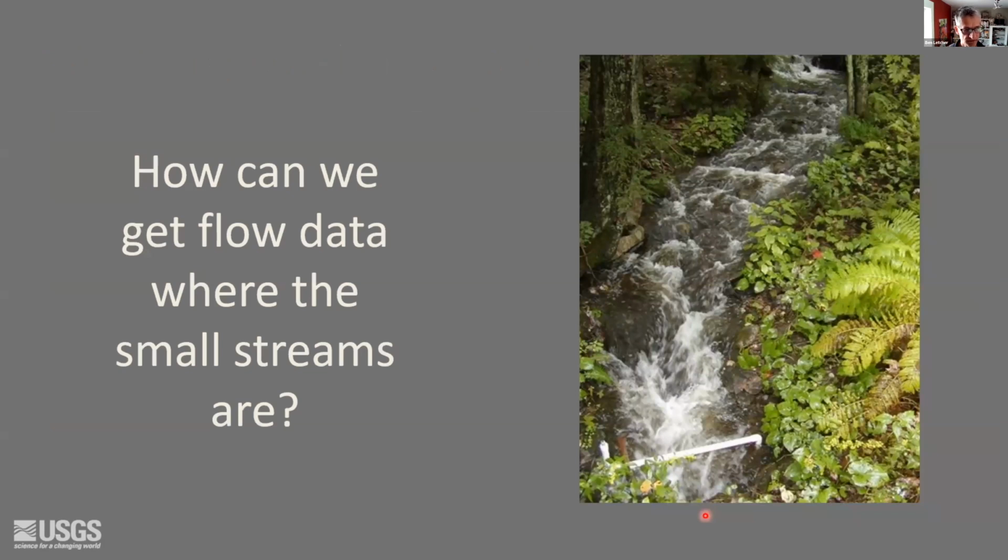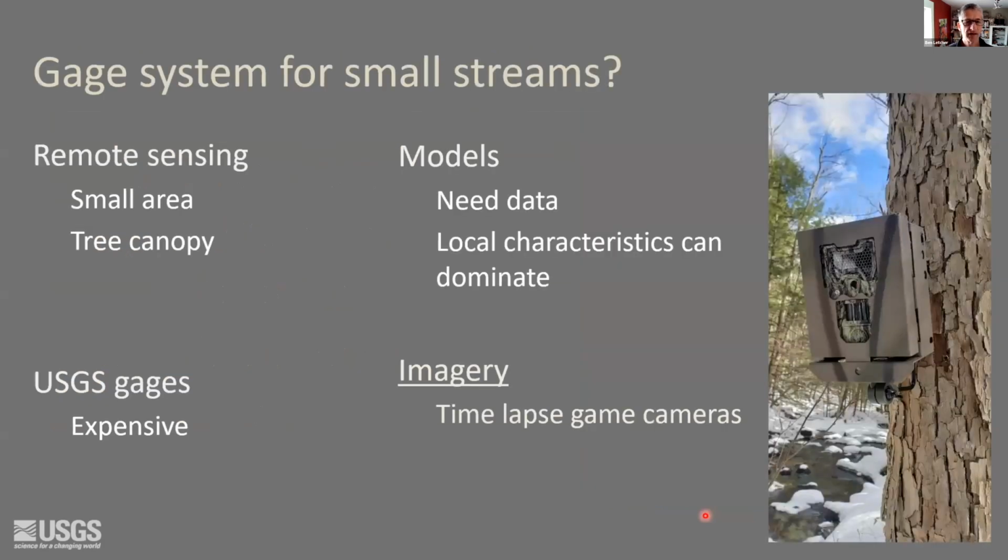So how can we get flow data where the small streams are? There's a few things we could think about, including remote sensing, which would be great. It would be easy. There's tons of it around. The trouble is we have these small streams and they're often covered, obviously, in the summer by leaves and the tree canopy. So it's just not going to work for these smaller streams. USGS gauges are great, but they're expensive and there's just so many streams. That's just never going to be practical. Models, like I've mentioned, these local characteristics can dominate, and often the flow is not a function just of area.